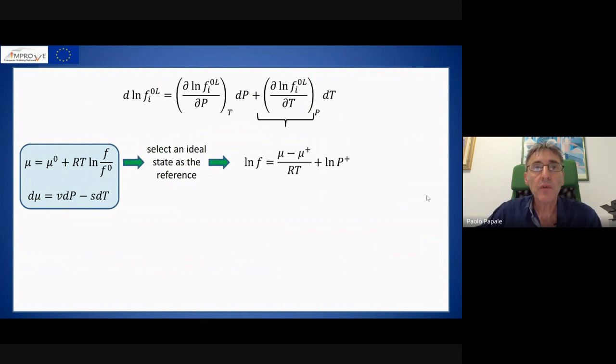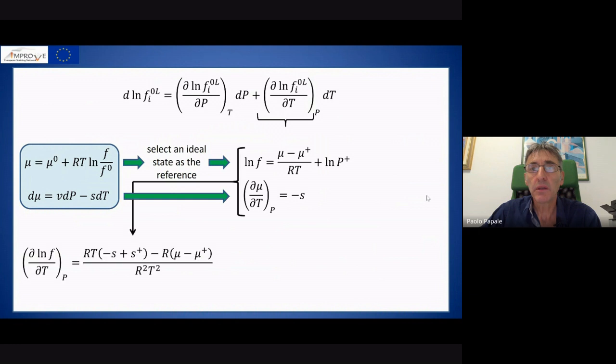The second one of our starting expressions on the left tells us that the temperature partial derivative of the chemical potential is equal to minus molar entropy. By differentiating the first expression in temperature at constant pressure, we then obtain this expression for the temperature differential of the logarithm of fugacity. You can stop here and do it yourself if you want to check it.